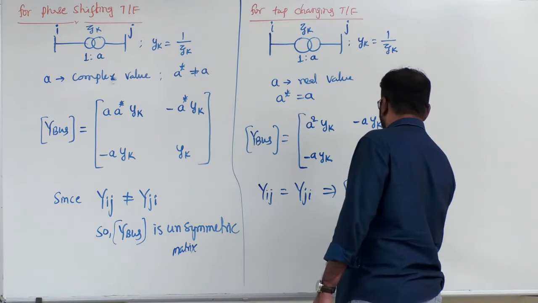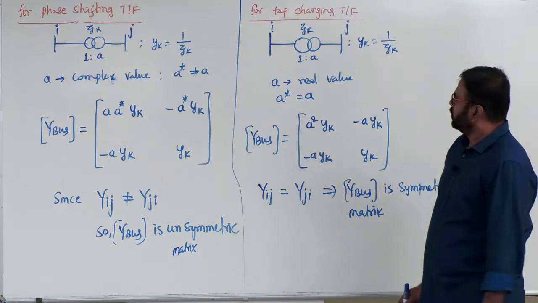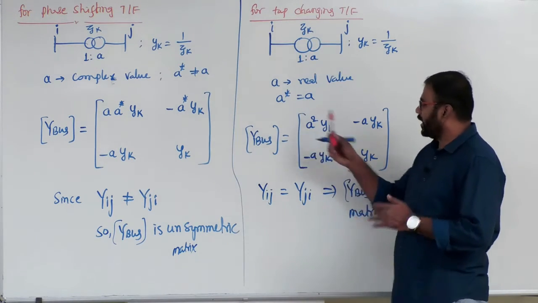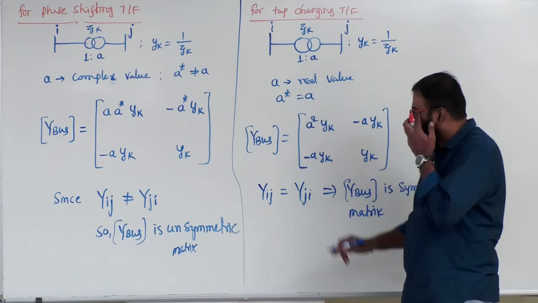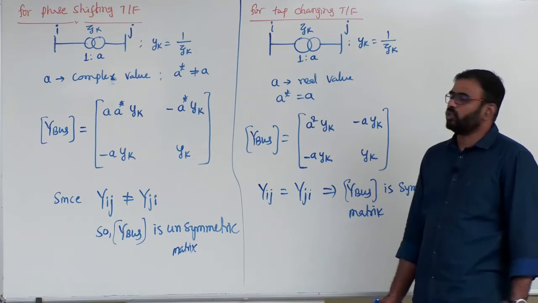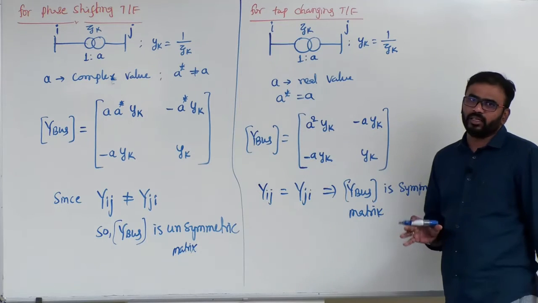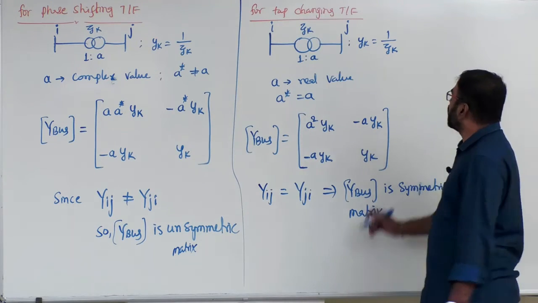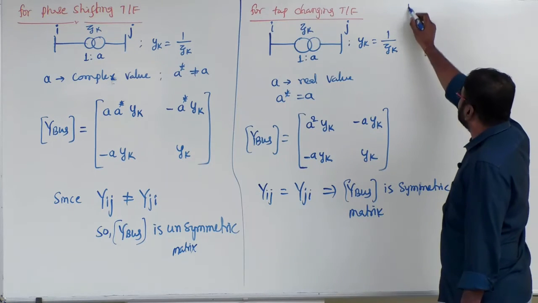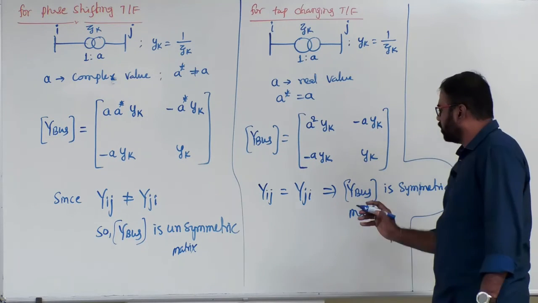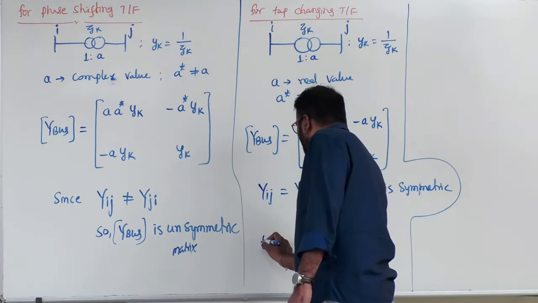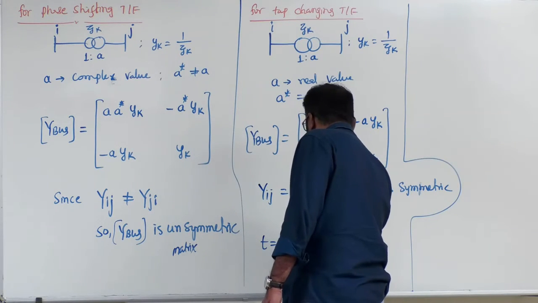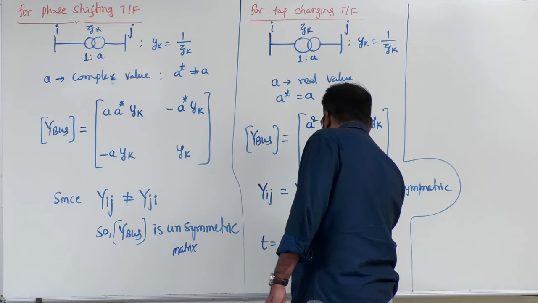Y bus is a symmetric matrix since A conjugate equals A, so Yij equals Yji. Now we need to write the nominal pi equivalent of this Y bus, otherwise the nominal pi equivalent of this tap changing transformer. Before that, let me write this: the tap setting T equals 1 by A. What is T? It is nothing but the tap setting.